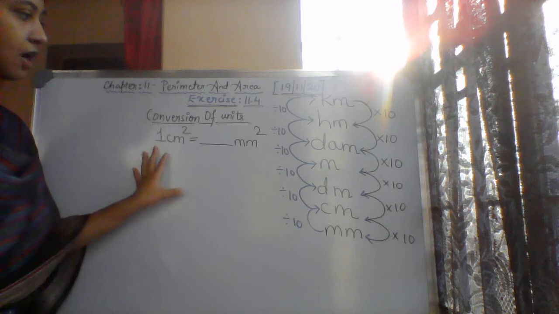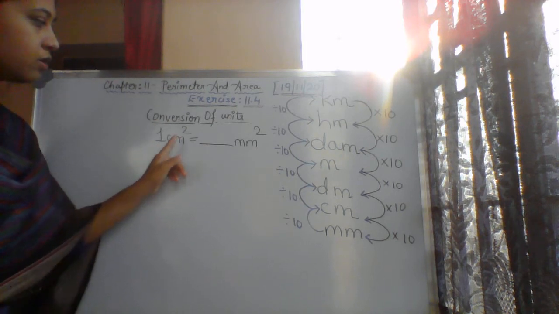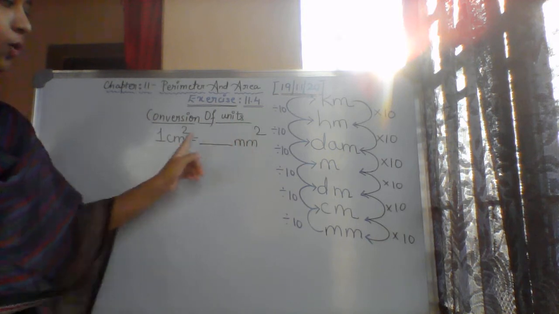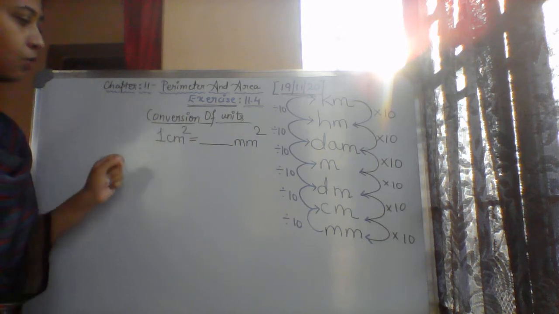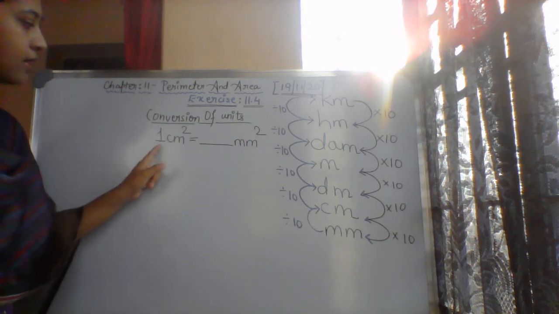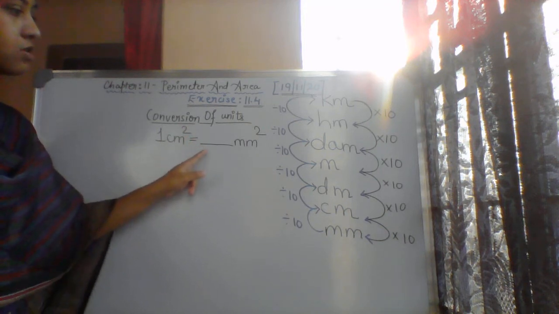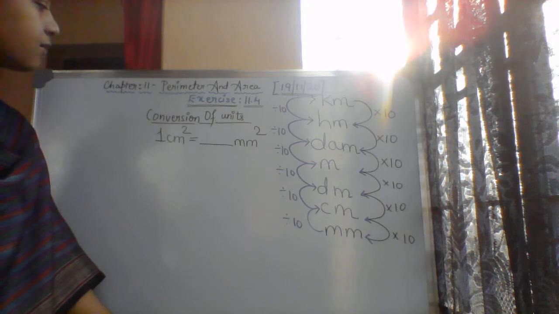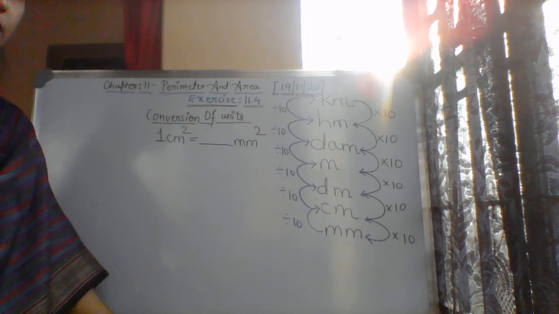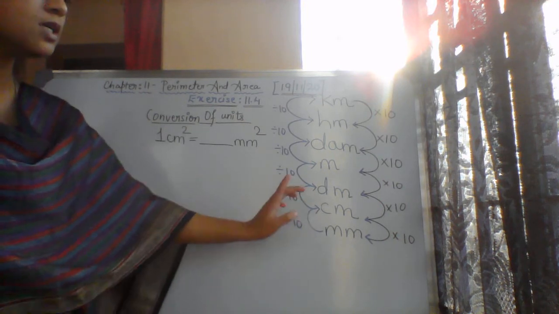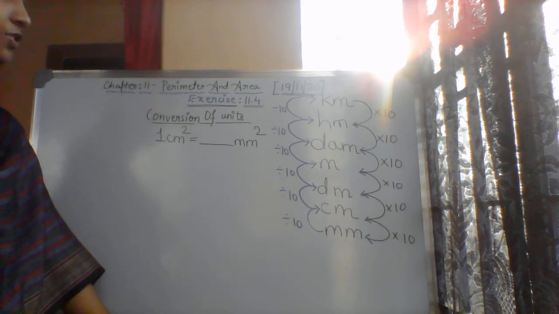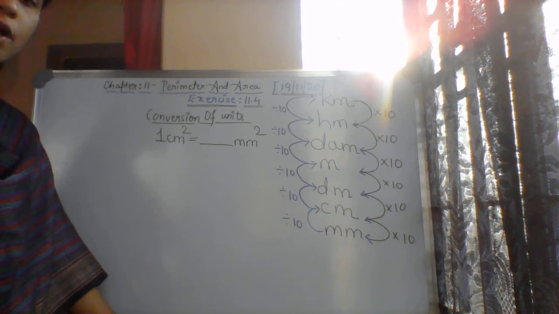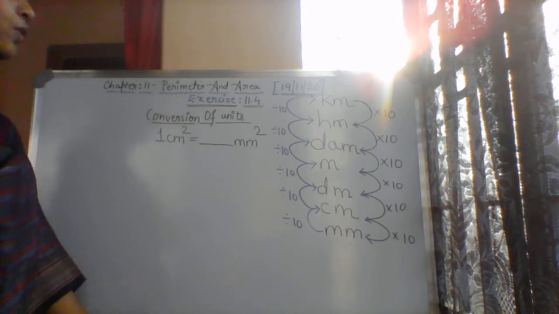You can see now the conversion includes square, centimeter square, millimeter square. So first we are going to convert 1 centimeter square equals to how much millimeter square. We know how to convert 1 centimeter into millimeter, but 1 centimeter square equals to how much millimeter square, we do not know. So how to get that?